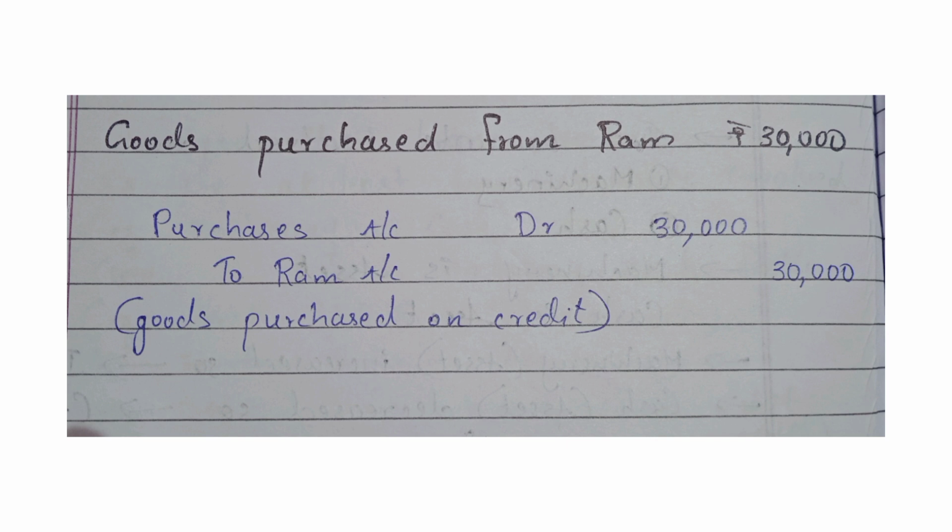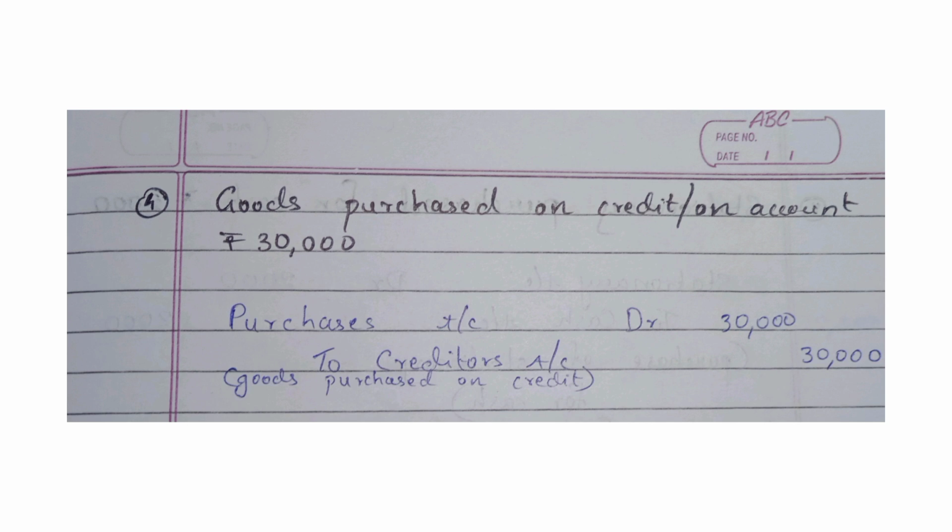Here the name is given directly, so we will be writing the journal entry as purchases account debtor to Ram account. In the amount column 30,000 is written, and for narration, goods purchased on credit. Next one is goods purchased on credit or on account rupees 30,000. In this case it is directly given as on credit. No creditor name is given. So the journal entry will be purchase account debtor to creditor's account. Everything else is same as the previous question.